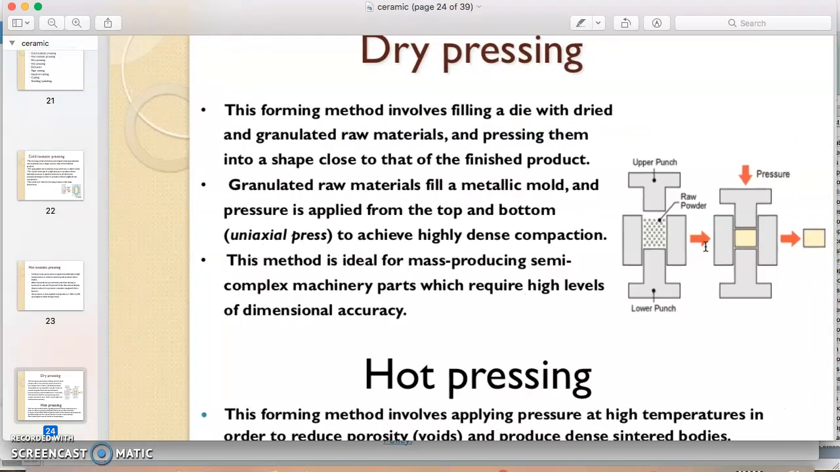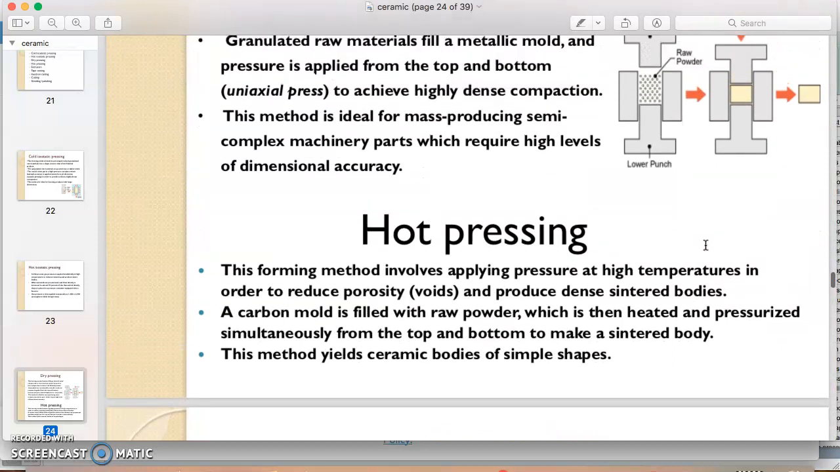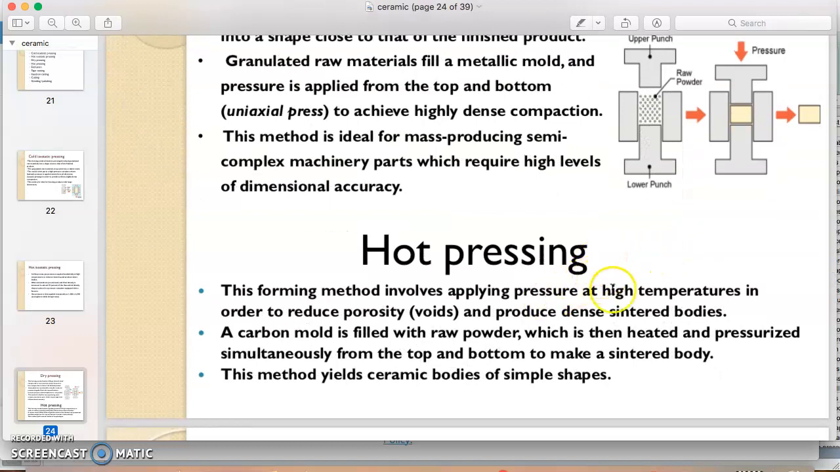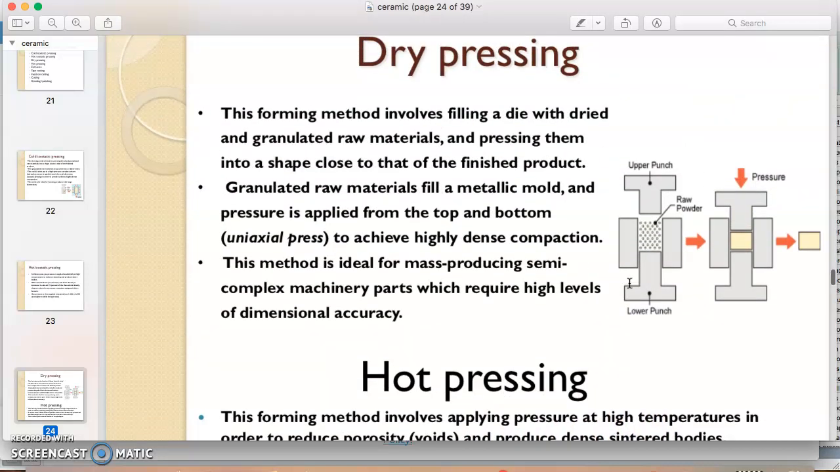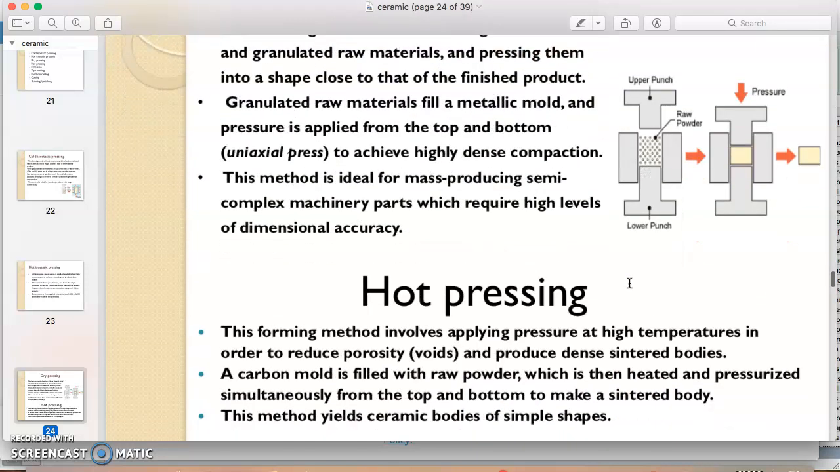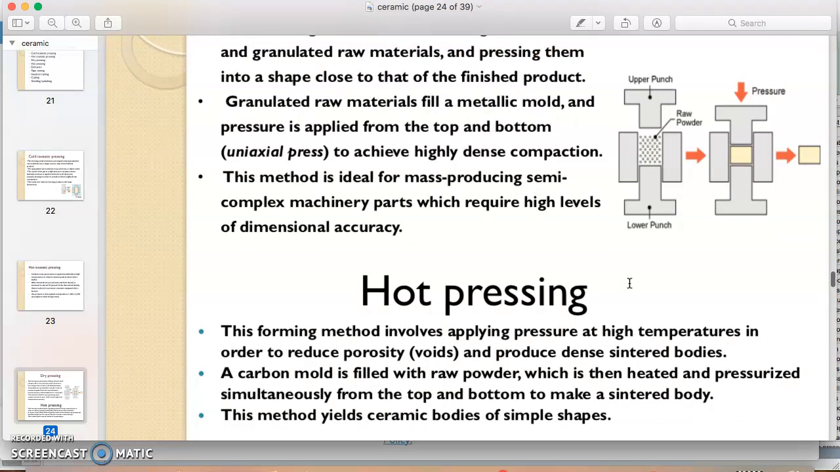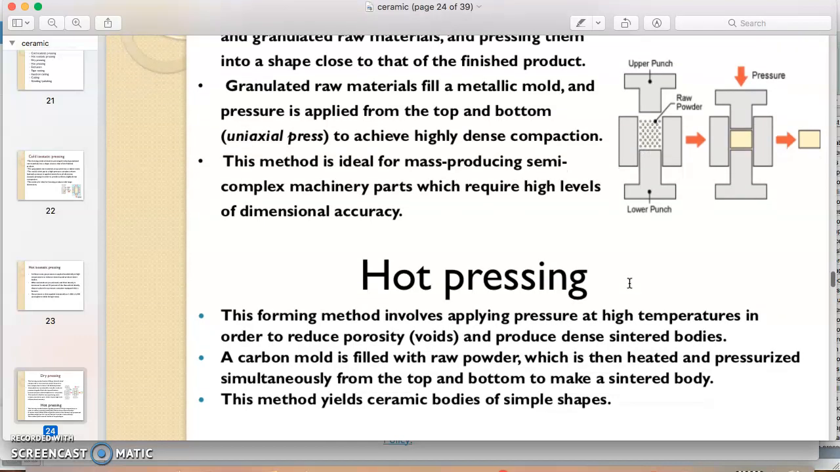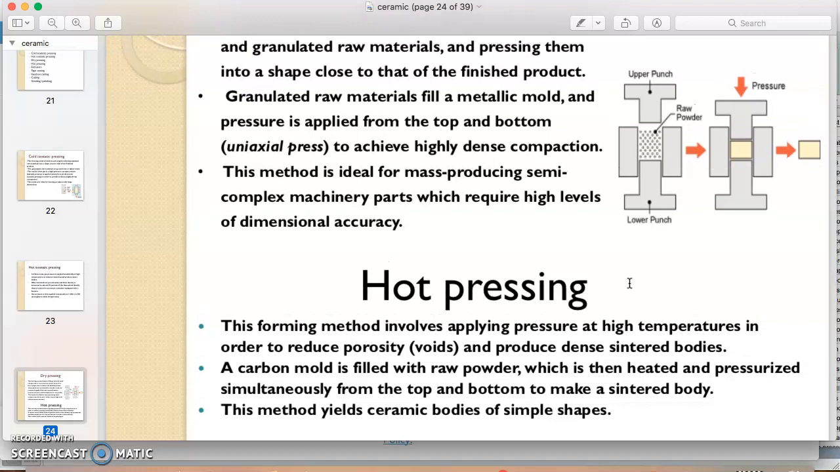Okay, for the hot pressing, it is the same as the dry press, only the working environment differs. We apply the pressure at a high temperature in order to reduce the porosity, the voids, and produce a dense sintered body. So the difference between dry pressing and hot pressing is only the temperature during the pressing process. And the advantage of hot pressing is that we can reduce the porosity and are able to produce a dense sintered body.